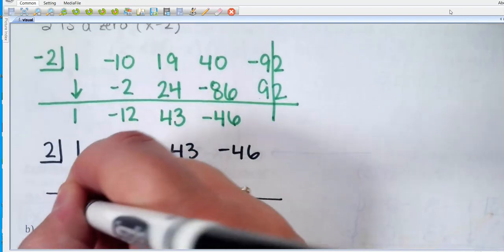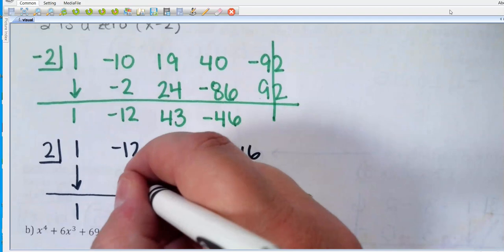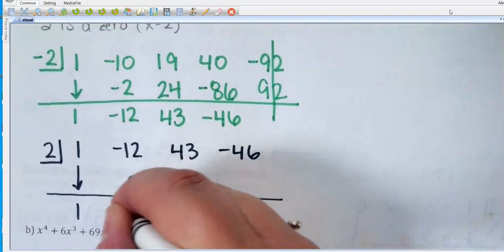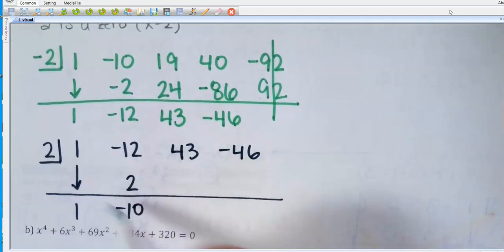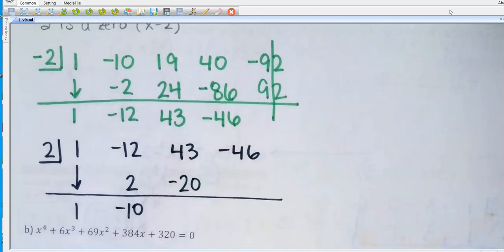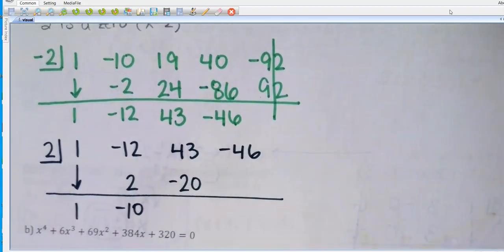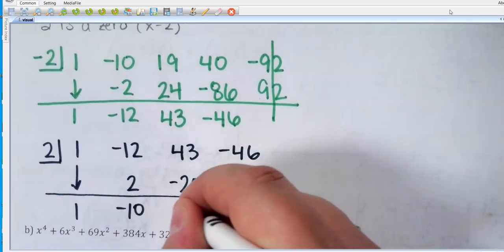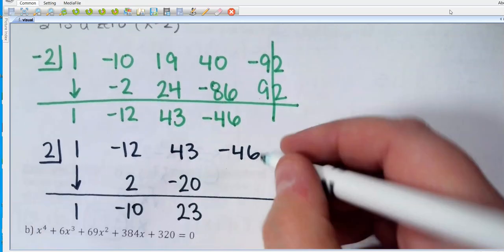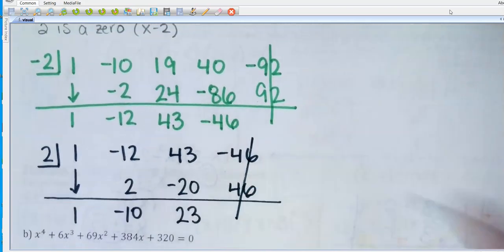Bring down that 1. 2 times 1 is 2. Add that to the negative 12, you're going to get negative 10. 2 times negative 10 is negative 20. Add that to the 43, we're going to get 23. And then 2 times 23, 46, no remainder.